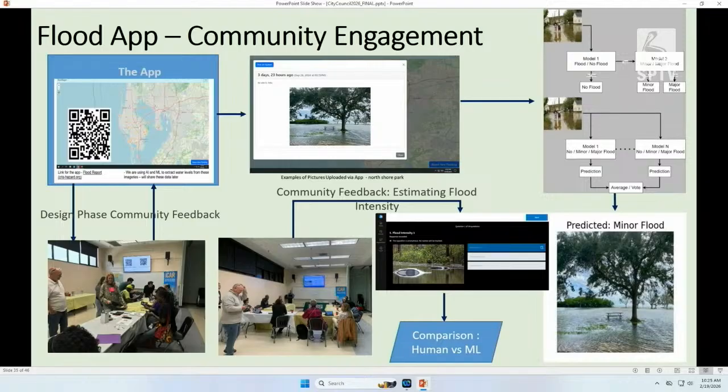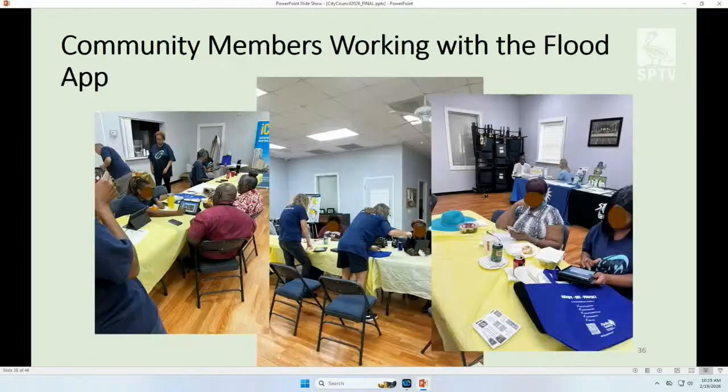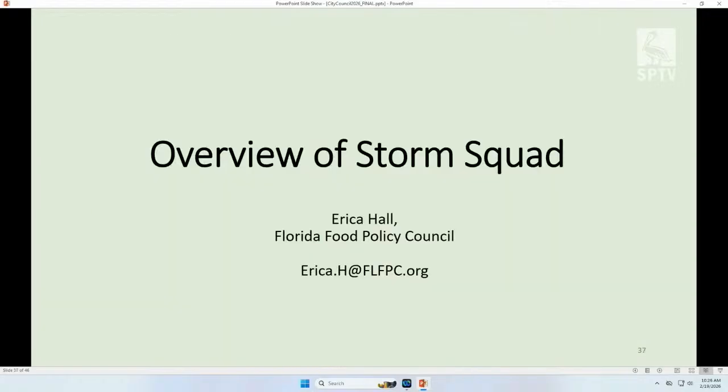So we actually developed and designed this app, and then we worked with it, right? So here are my students. They're actually working with the community members, playing with it. We are figuring out what their struggles are, what needs to be improved, how we can make it better so they can use it, right? So that's what we have developed, and that was the task. Storm Squad helped us do it. So I will hand it to Erica.